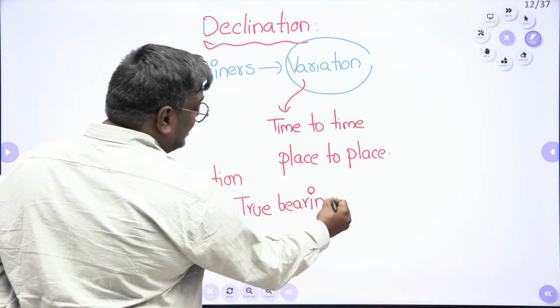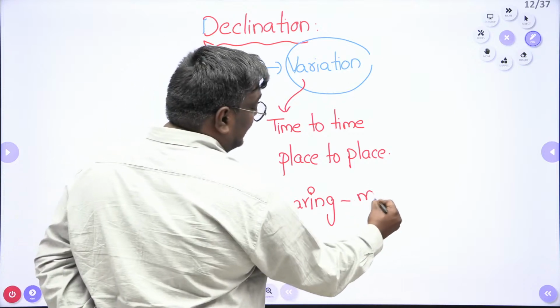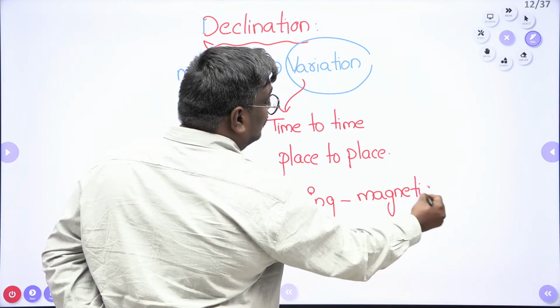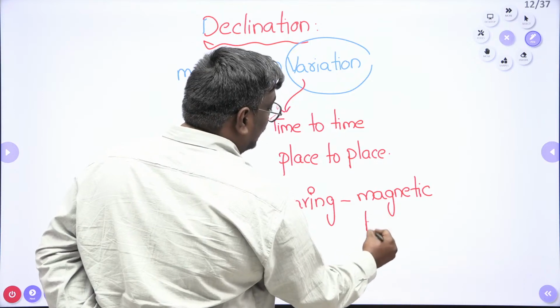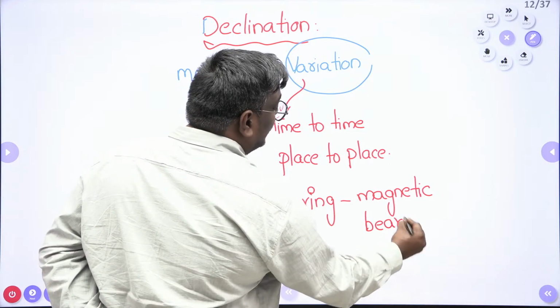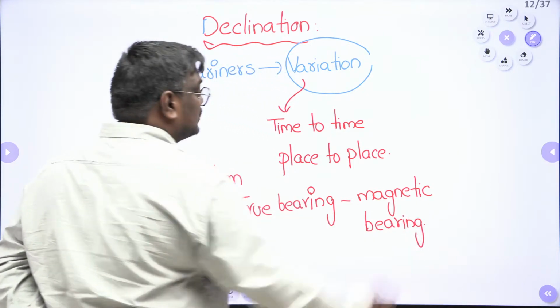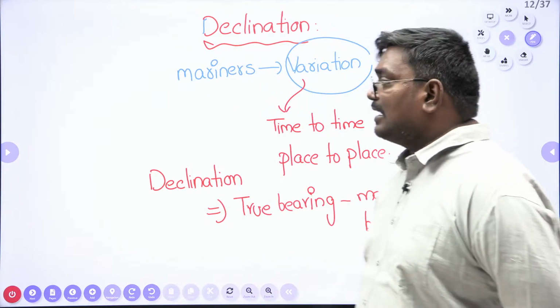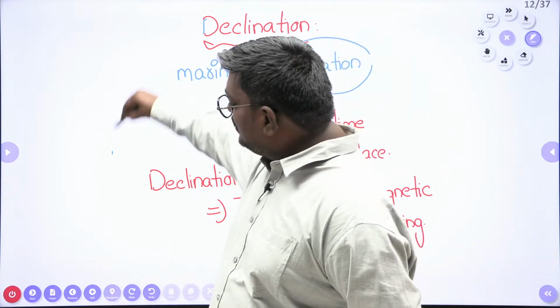Sir, in IES and all the competitive exams, they ask this question. What is the line joining points of equal declination? And what is the line joining points of zero declination? What is declination? First of all, first learn this. It is the difference between true bearing and magnetic bearing. So here I will tell you with the diagram.